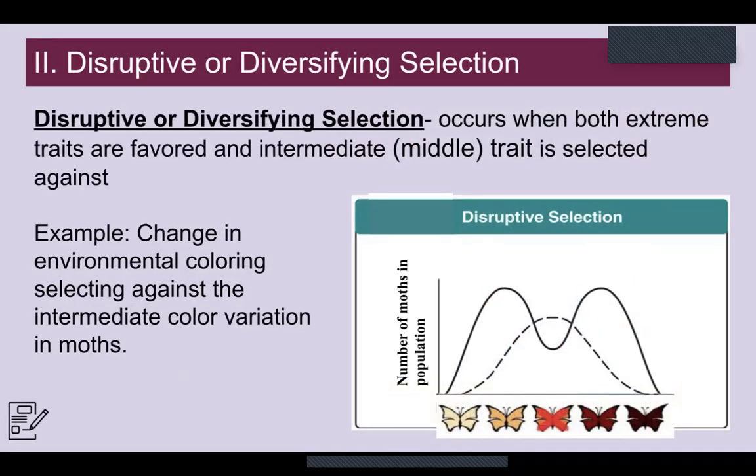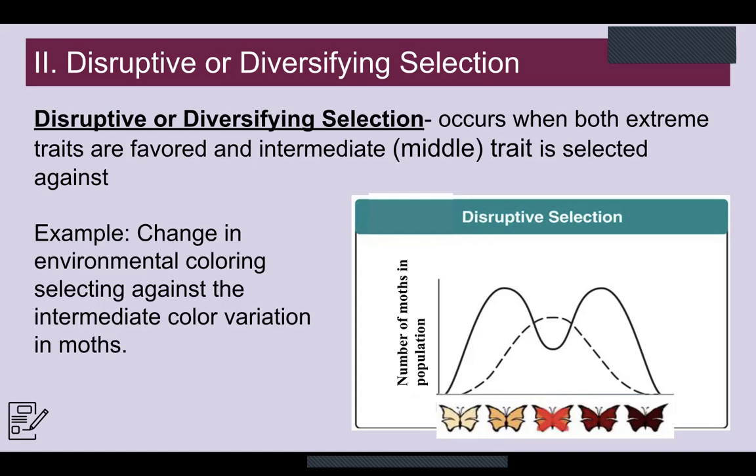Our final slide of notes is disruptive or diversifying selection. This occurs when both extreme traits are favored and an intermediate or middle trait is selected against. So this is kind of the opposite of stabilizing. The outside, the extreme traits are being selected for, and that middle trait is being selected against.